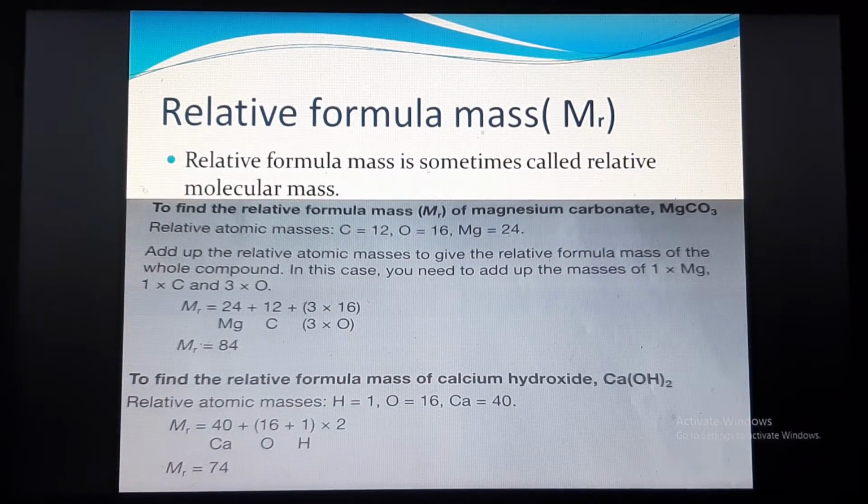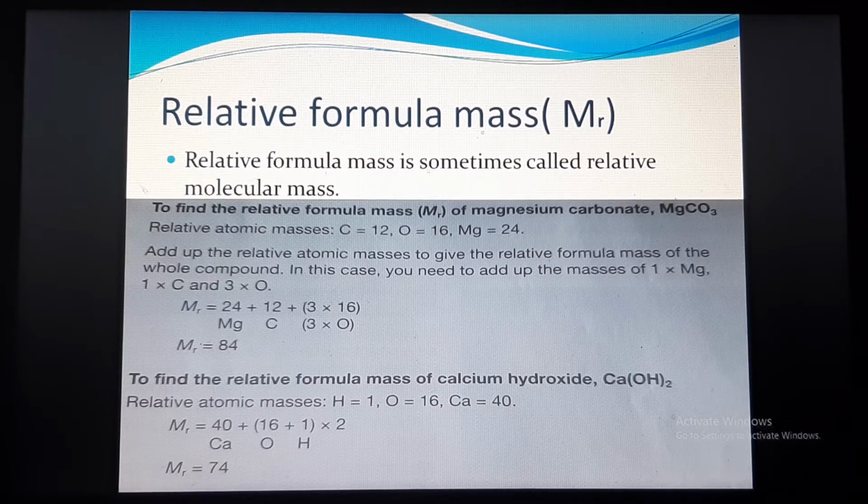Next, relative formula mass. It is different from relative atomic mass. Relative formula mass is represented by capital M and small letter r, Mr. Relative formula mass is sometimes called relative molecular mass. Here the question is to find the relative formula mass of magnesium carbonate. The formula is given here, MgCO3.